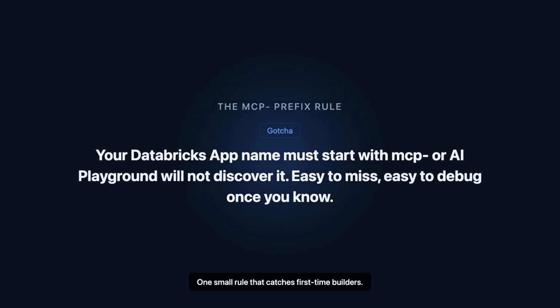One small rule that catches first-time builders: your Databricks app name has to start with mcp-. If it doesn't, AI Playground won't discover it, and your agent might not either, depending on how you wire things up. It's a 5-character convention that's easy to miss in tutorials and easy to debug the moment you know it exists.